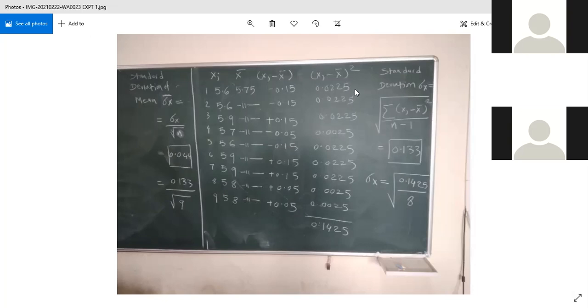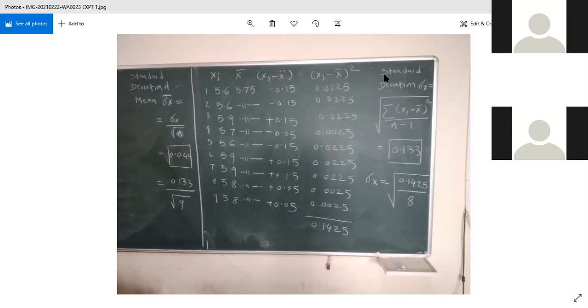So for xi minus x bar you have to take the square, that is 0.0225, 0.0225. You add all of these, all 9 readings, and you get the total 0.1425.